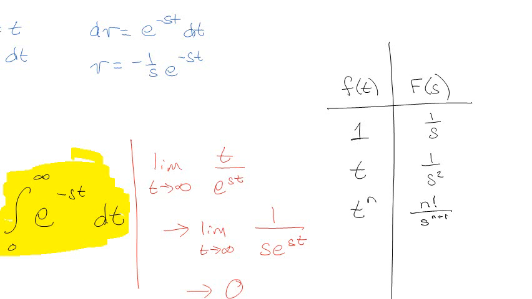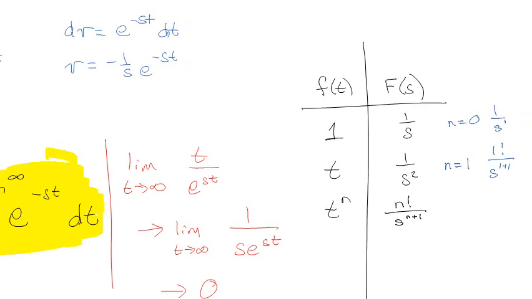So that kind of matches what you see here. In this first case, n would be equal to 0, so we had 1 over s to the first. In this case, n was equal to 1, so we had 1 factorial, which is just 1, over s to the 1 plus 1, which is 2, and so on and so forth. So this does match our pattern, but I don't want to keep doing this forever and ever, so we'll stick to that one.